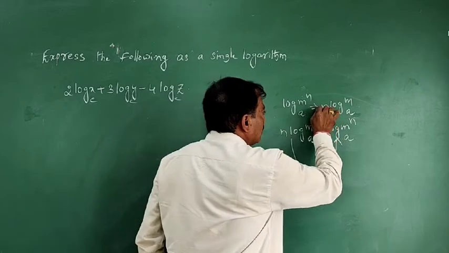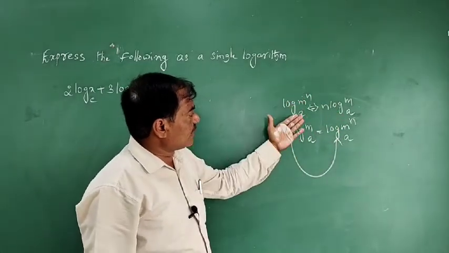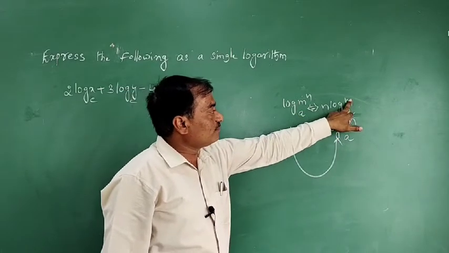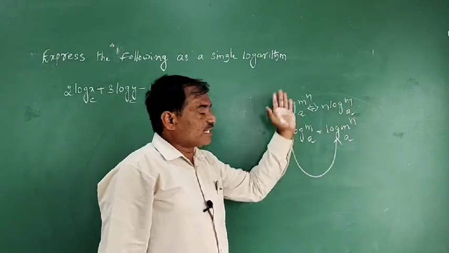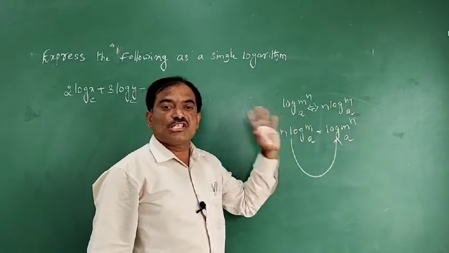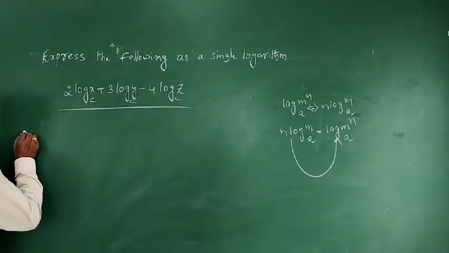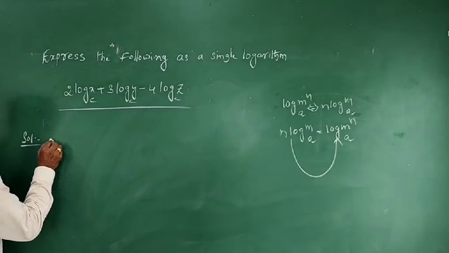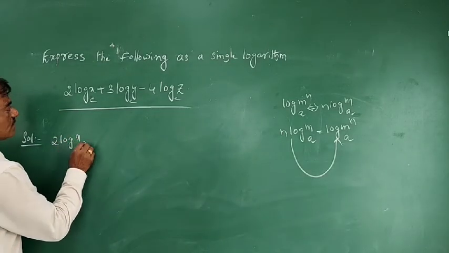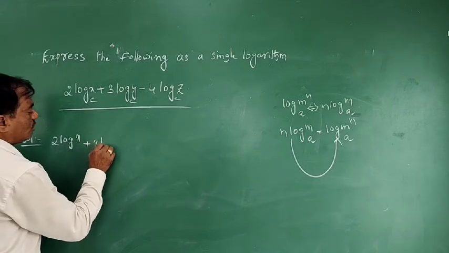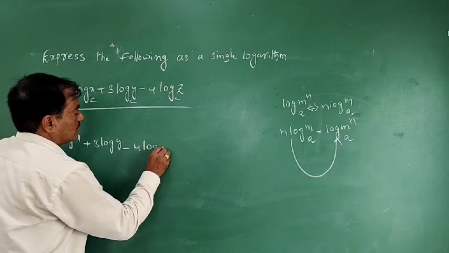So this is generally called if and only if. Log m to the power of n to the base a is equal to n into log m to the base a. And similarly, if n log m to the base a is given, it is also expressed in this form. So use this property here. Now this is the given expression.